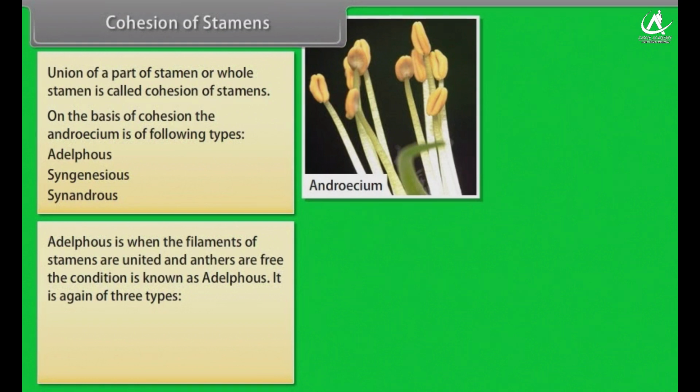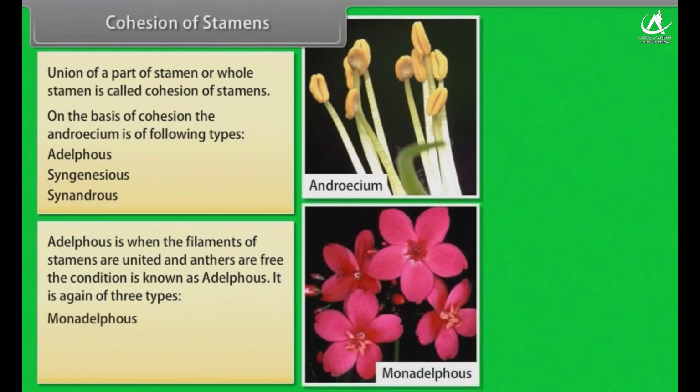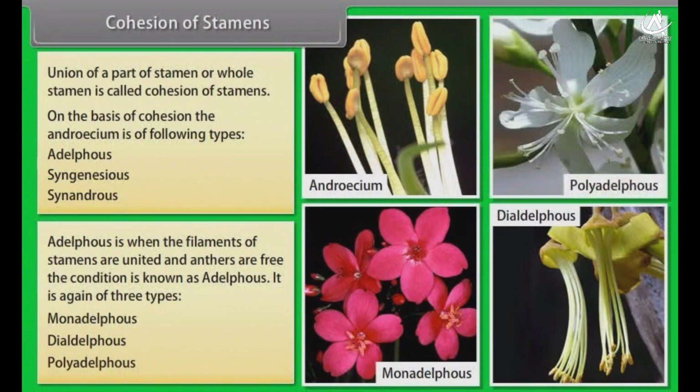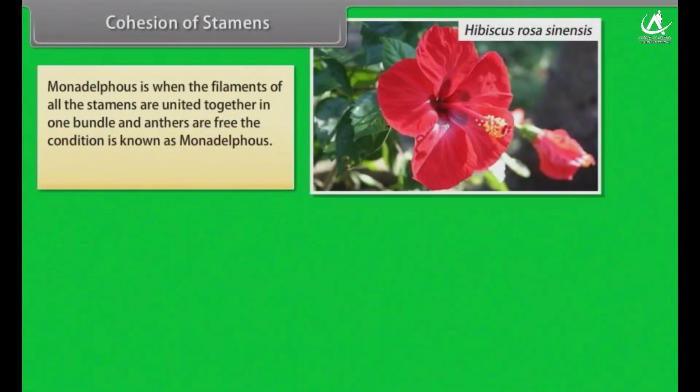It is again of 3 types: monadelphous, didelphous, polyadelphous. Monadelphous is when the filaments of all stamens are united together in one bundle and anthers are free. The condition is known as monadelphous. Example, Hibiscus rosa-sinensis.